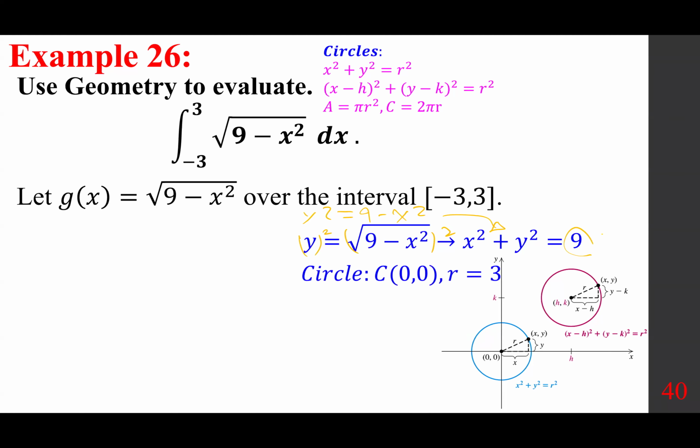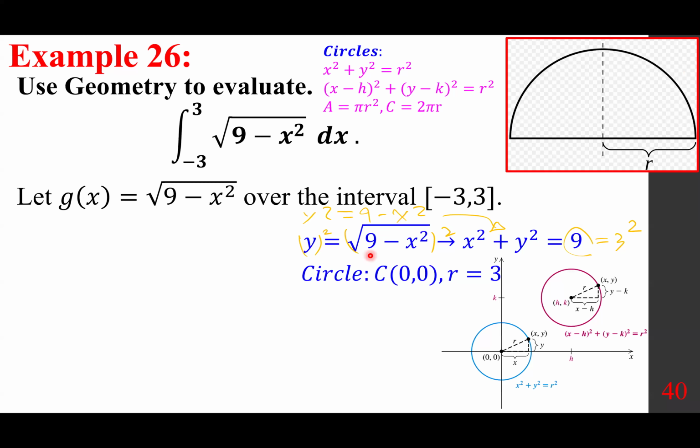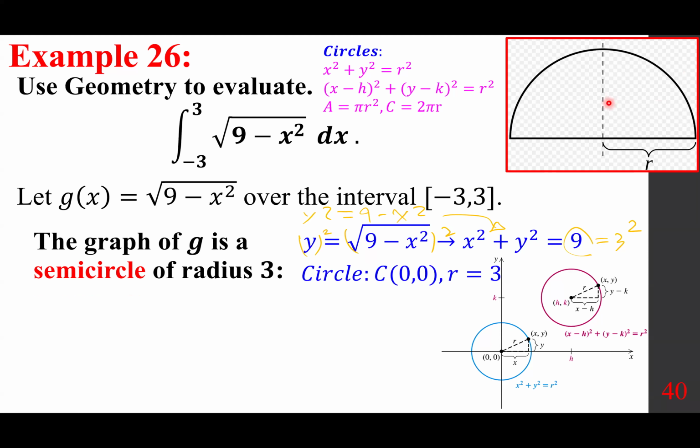This is a semicircle of the same circle. Remember, the top half is the positive square root. The bottom half is the negative square root. The right half is the positive square root of 9 minus y squared. The left half is the negative of that. So we are looking at the graph of g, which is a semicircle of radius 3. And if the area is pi r squared, for this one must be half of that. So half of pi r squared, and r is 3. 9 pi divided by 2.